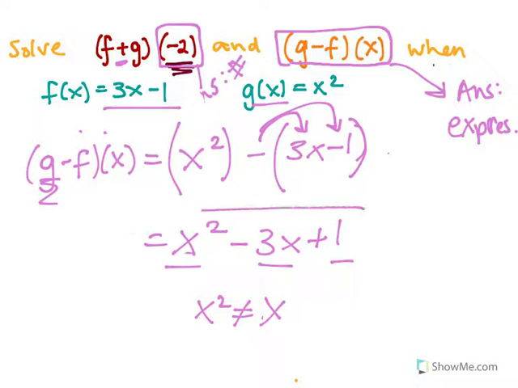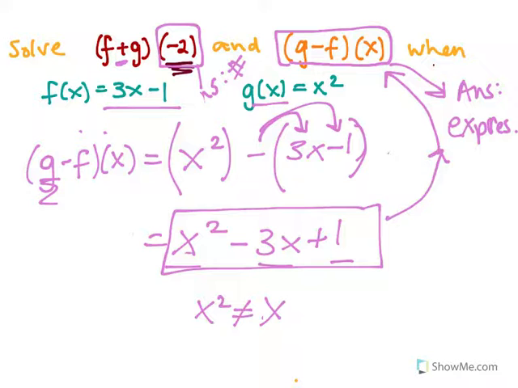So we don't have to do anything else. This is our final expression. And this would be the answer if this was the question we were given. So there's two different ways that we can solve function operations. Either get a simplified expression or actually solve and get a number if given a number.